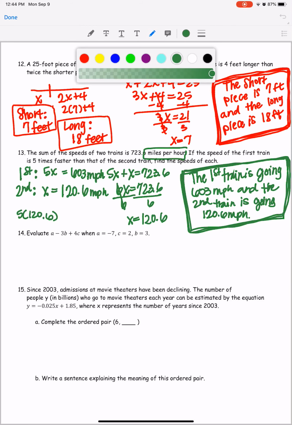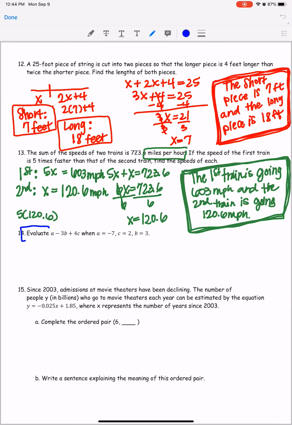14, we're evaluating. Evaluate means get to a single number. So, plug in your information. We have A. What does my A equal? My A equals -7. Minus 3B. So minus 3 times my B is 3. Plus 4C. So plus 4, and then my C is 2.